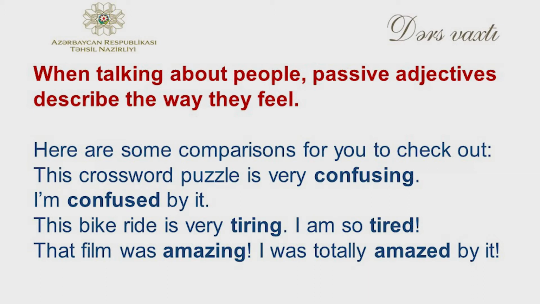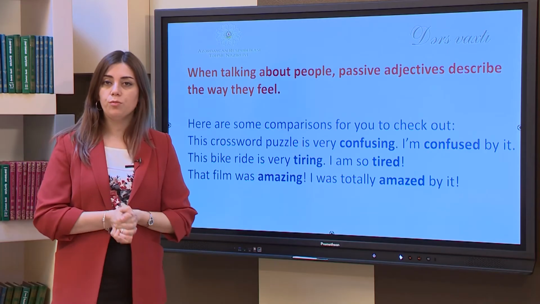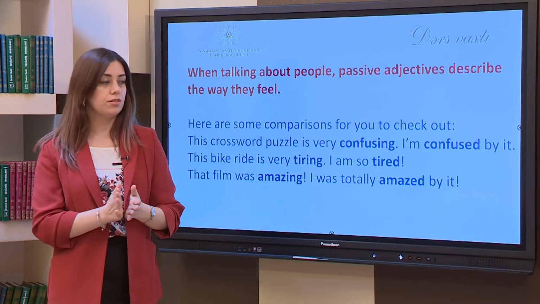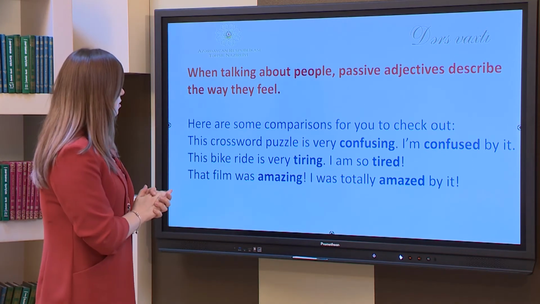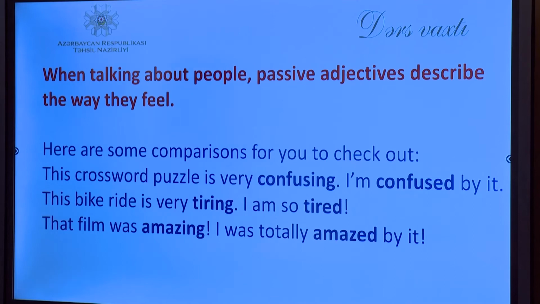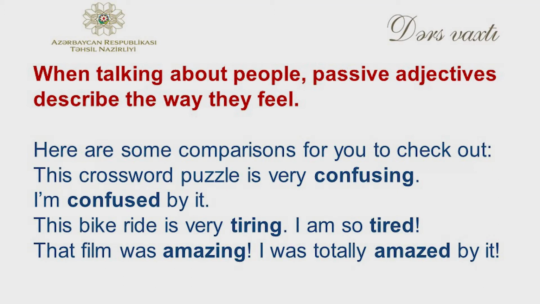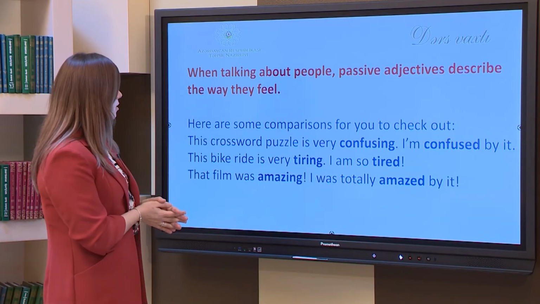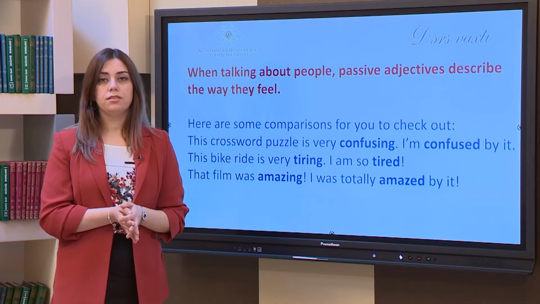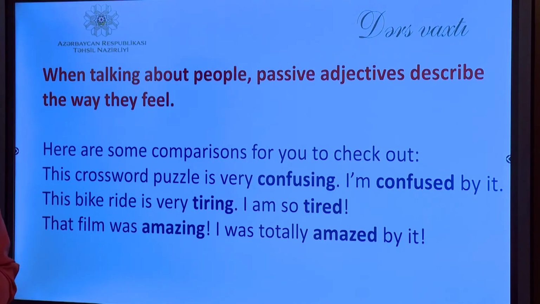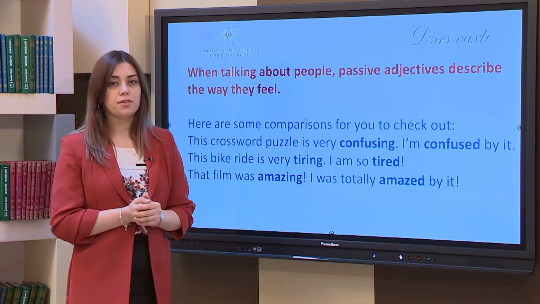Here are some comparisons for you to check out. So let's look at these examples to understand this better. This crossword puzzle is very confusing. I am confused by it. You see, ing words describe things, ed words describe feelings. This bike ride is very tiring. I am so tired. That film was amazing. I was totally amazed by it. To talk about your feelings, please use the ed form of the adjectives.